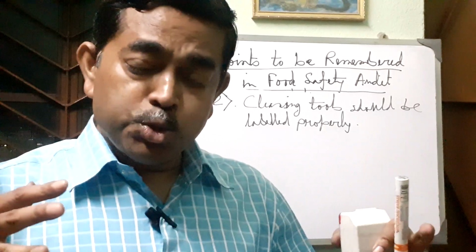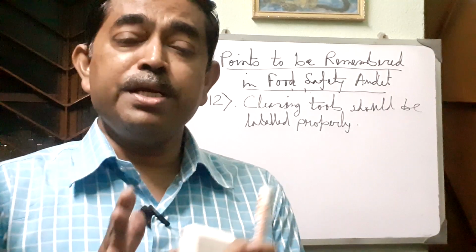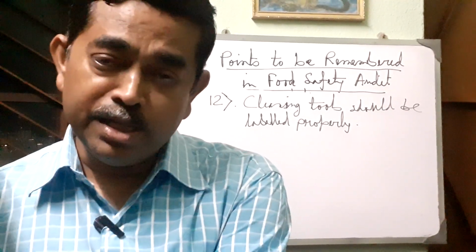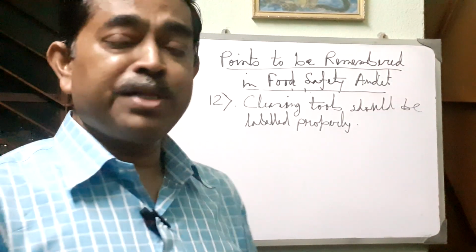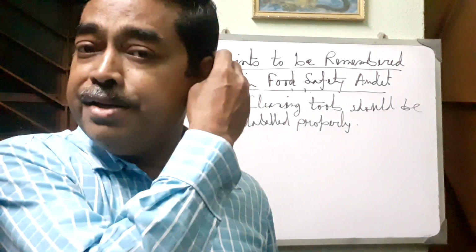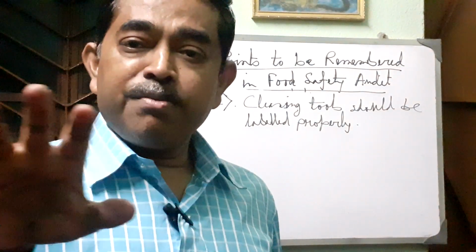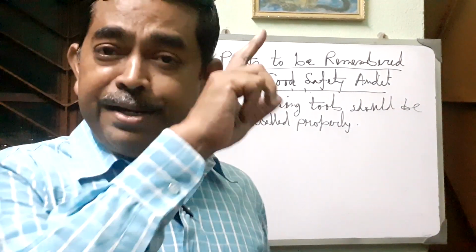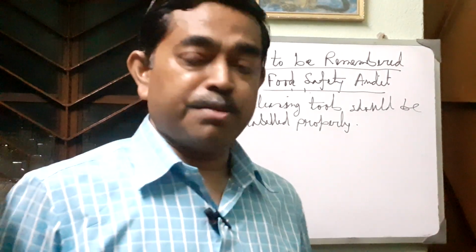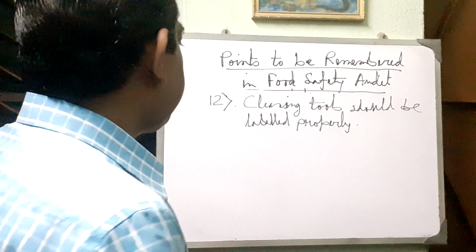It means they should not be mixed up with each other, so each separate section will have separate cleaning tools, labeled by different colors. Like in quality control you can use green, in production you can use blue, in the toilet you can use red, so they will not be mixed up. So the cleaning tools should be labeled properly.